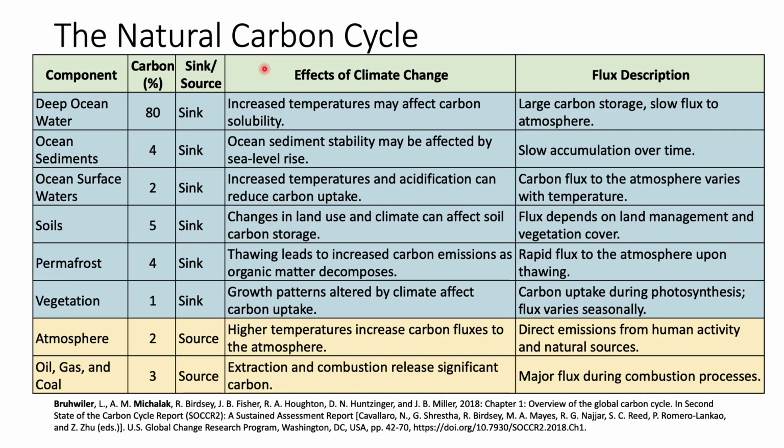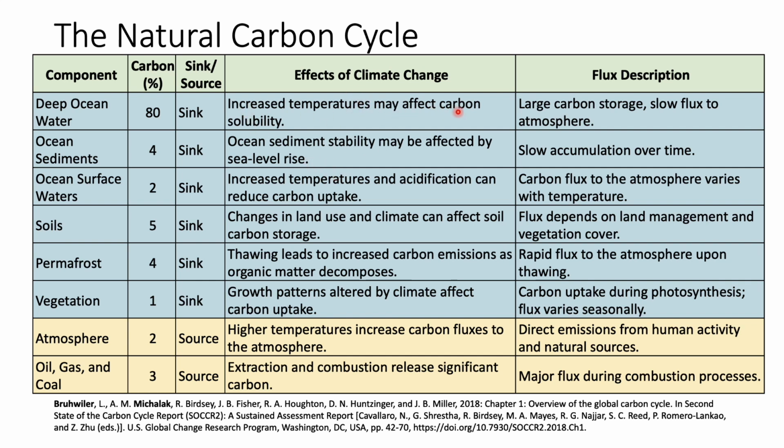So here is the complete description of the scheme we have seen in the previous one. The first one is deep ocean water. Here carbon is present at 80%. Here we call this a sink. That means this is the place where lots of carbon is being stored. So how does climate change affect this, because we are seeing there is a flux which happens because of temperature change or climate change. That is what we are going to see here.